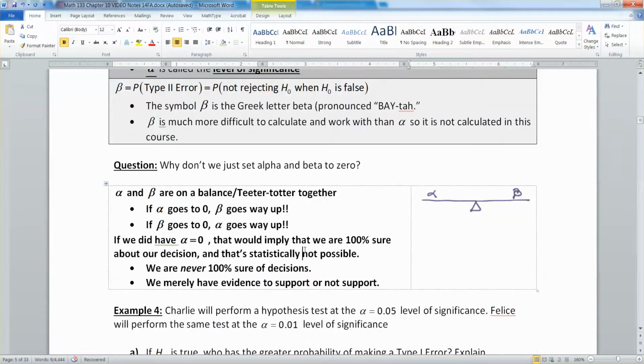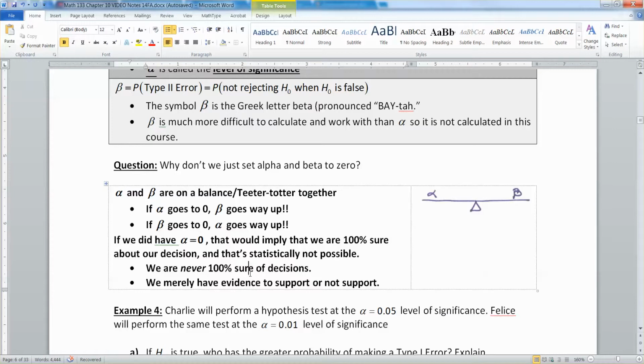Another way to see it, in case that's a little bit unclear, is that if you did somehow have alpha 0 or beta 0 for that matter, it doesn't really matter which one, that would imply that you are 100% sure about your decision. And that's statistically not possible. We are never 100% sure of anything.